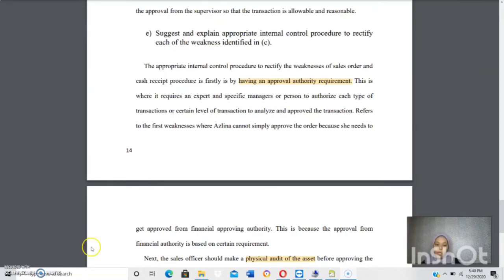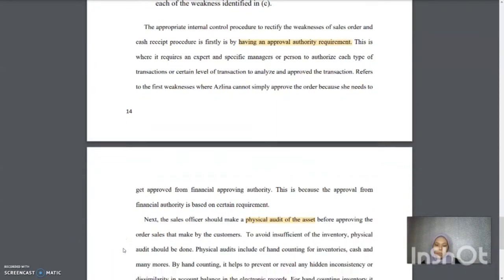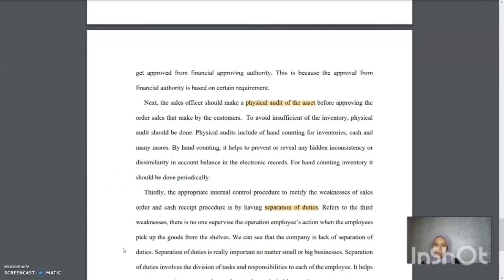Next, the sales officer should also make a physical audit of the asset before they approve any of the order sales made by the customer. This is because we want to avoid insufficient inventories, cash and many more. By having a hand count, it also helps us to prevent or reveal any hidden inconsistencies or dissimilarities in account balance in the electronic records.